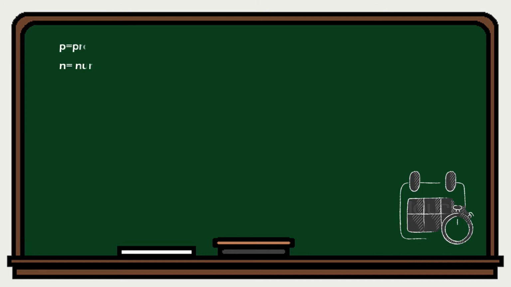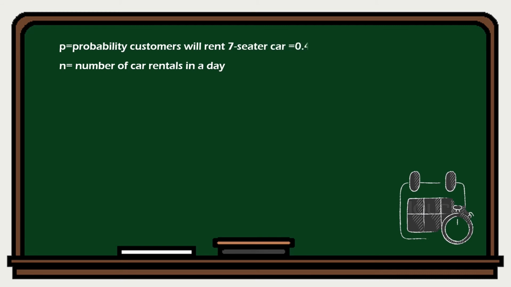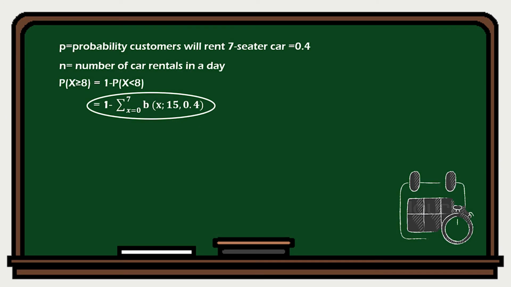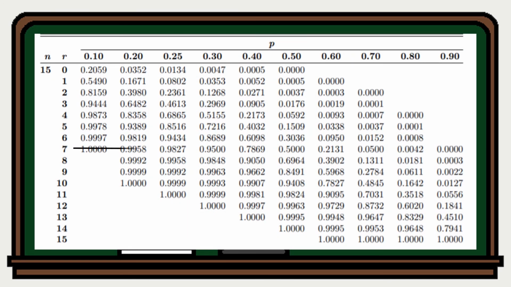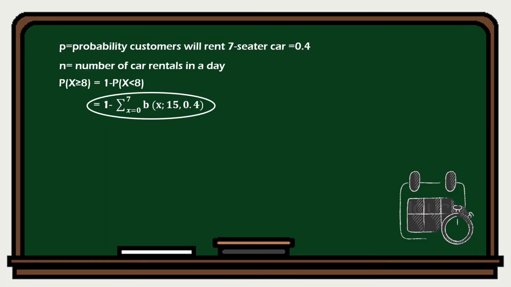Let p equal the probability that a customer will rent a 7-seater car, which is equal to 0.4. In this case, we need to use 1 minus the sum of the probabilities that up to 7 customers want to rent a 7-seater car. Based on the binomial probability sum table, the probability that at most 7 customers want to rent a 7-seater car is equal to 0.7869, which results in 21.31%.